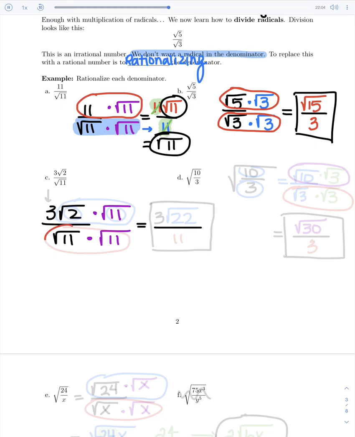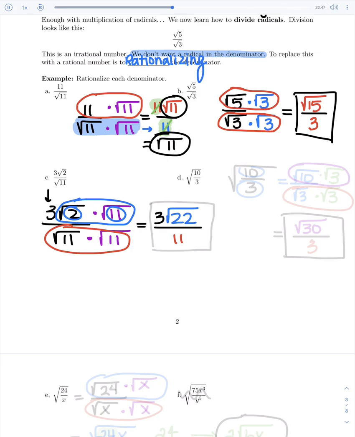On the denominator, I've got the square root of 11 times the square root of 11. The square roots will cancel out, leaving you with just an 11. And on top, I've got my 3 that was out in front. That's still going to be out in front. Now I just have to worry about the square root of 2 times the square root of 11. Well, they're both underneath the square root, so they'll stay underneath the square root as 2 times 11, which is 22. Now, it would be awfully tempting to divide the 11 into the 22, but you can't, because the 11's on the outside of the root and the 22's on the inside.